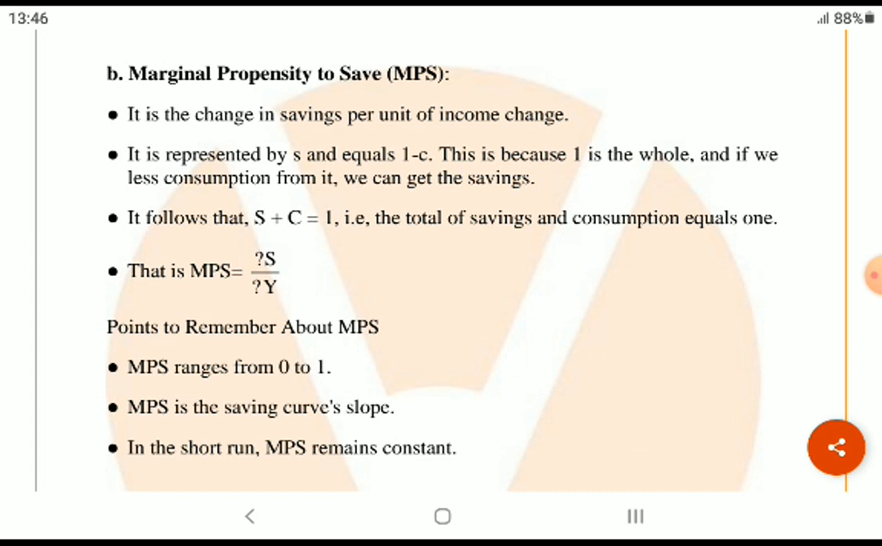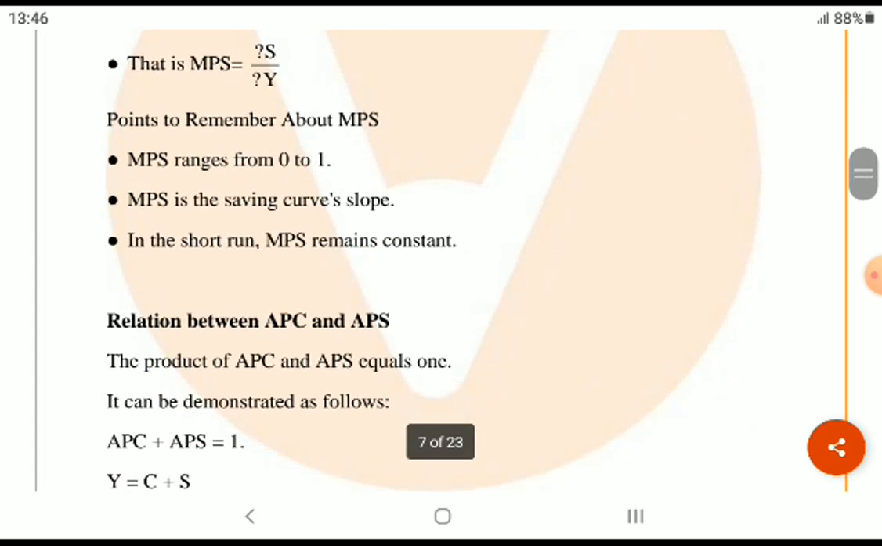The points that you have to remember about MPS: MPS ranges from 0 to 1. MPS is the saving curve's slope. In the short run, MPS remains constant.